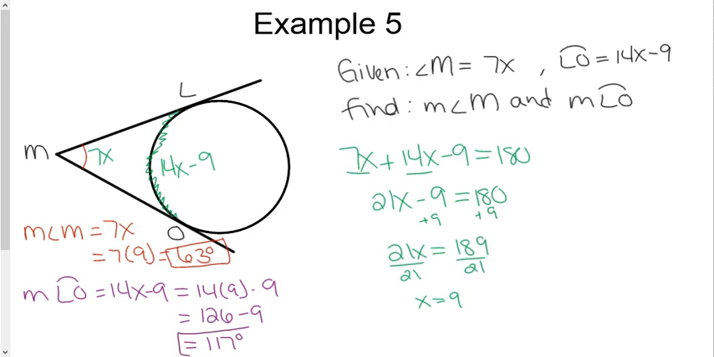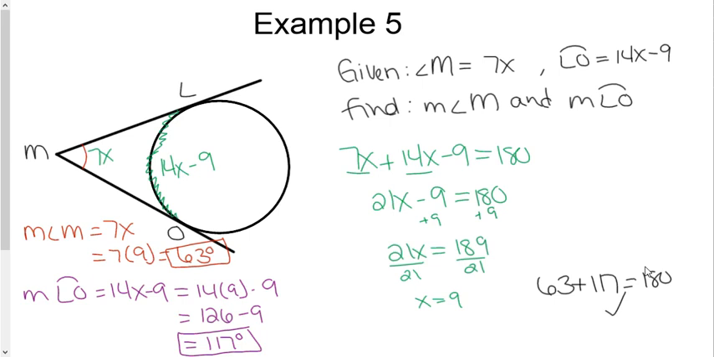Now, don't just assume you're done. Double check. Do these two, in fact, add up to 180 degrees? Always double check, because we could have done our math wrong. So let's double check. Does 63 plus 117 equal 180? And it does, in fact. So that means our answers are correct.